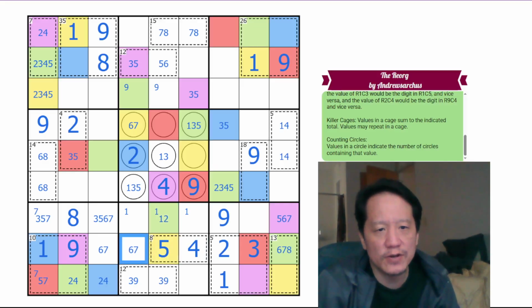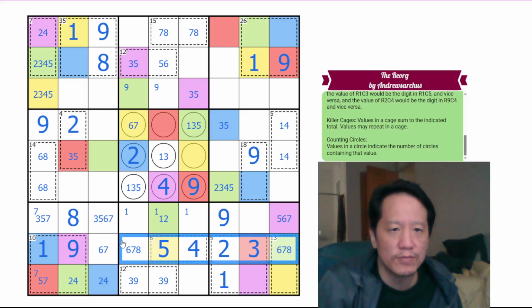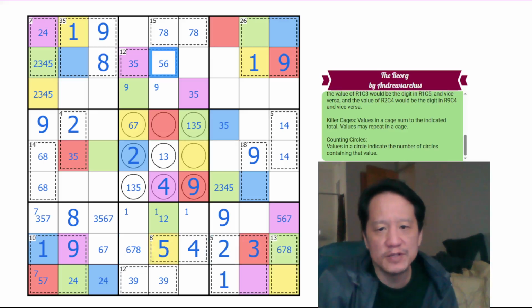This is 6, 7, or 8 to remain in the row. This 5 eliminates 5 here, so this is 6, which means this is 6 and 6 in value. So that's a 6 there. This has to be 7 and 8 then.